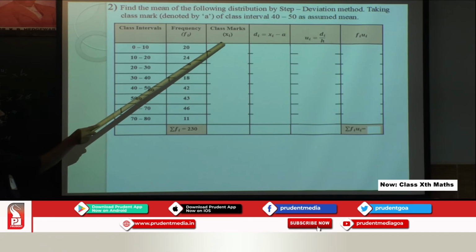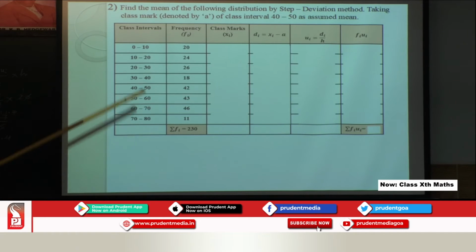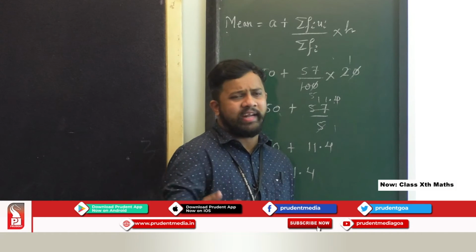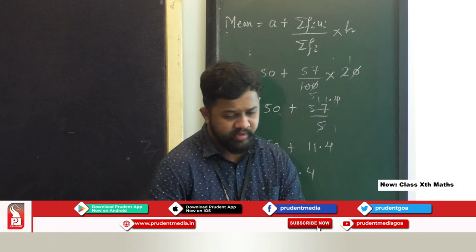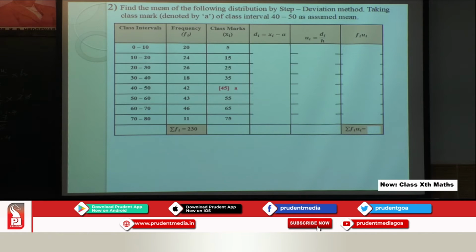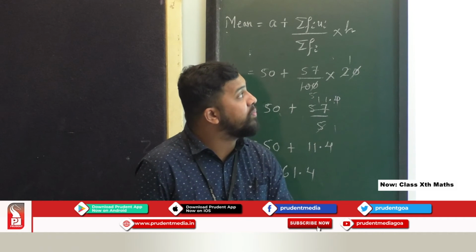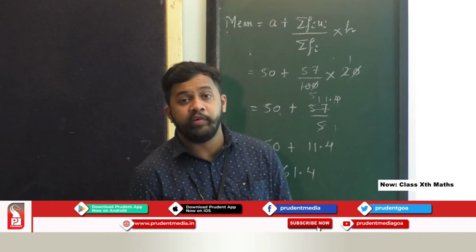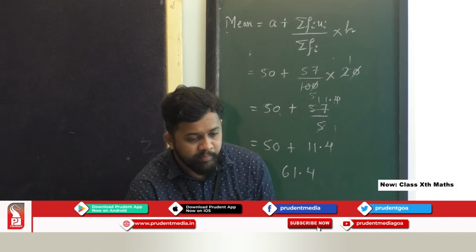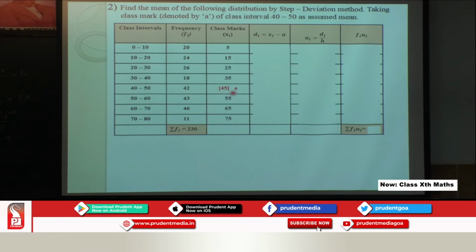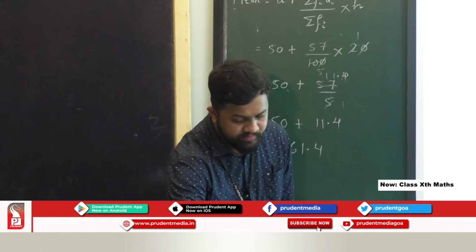Next, you know how to find xi. That is nothing but the class mark. So 0 to 10, directly you can tell, is 5. Then carry on: 15, 25, 35, 45, 55, 65 and 75. Which one do we have to take as the assumed mean? We have to take the assumed mean of the class interval 40 to 50. So you can see I highlighted here the number 45, which is taken as the assumed mean. The next step is to find the deviation, subtract the numbers.